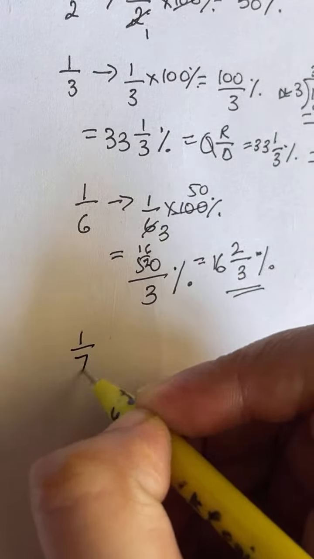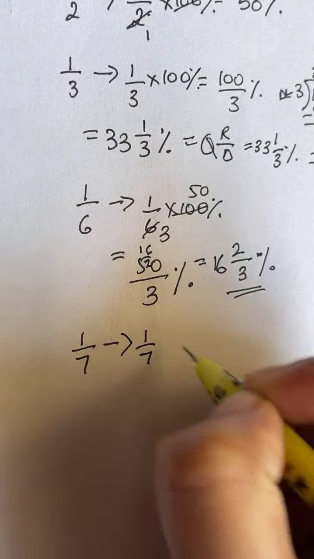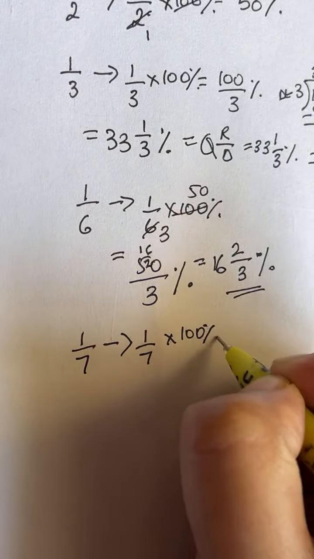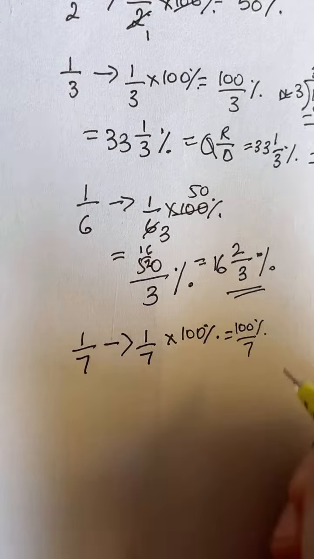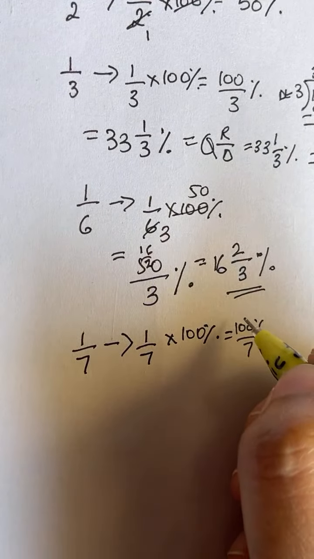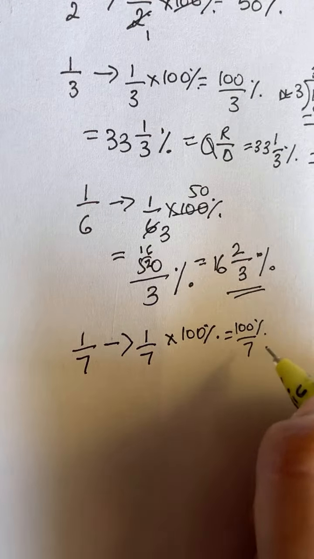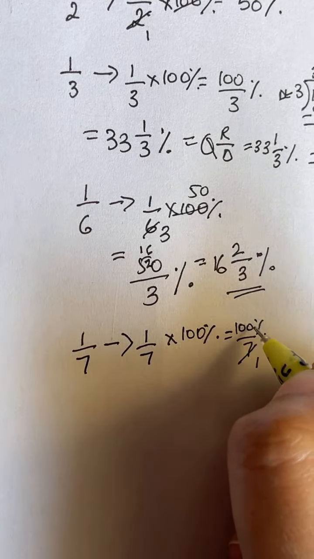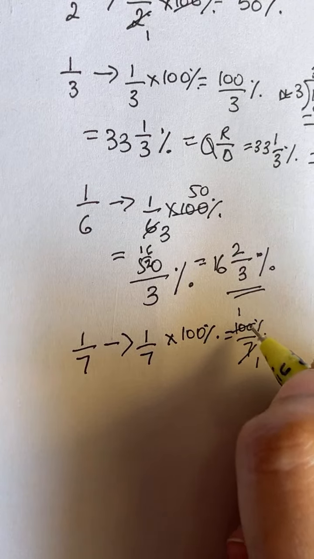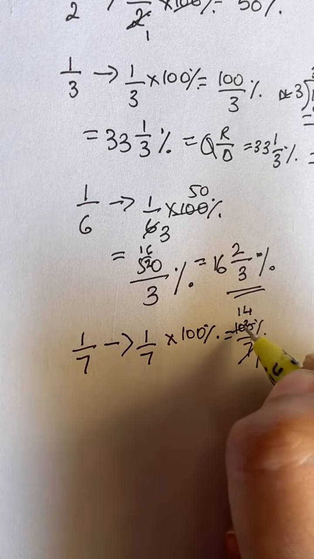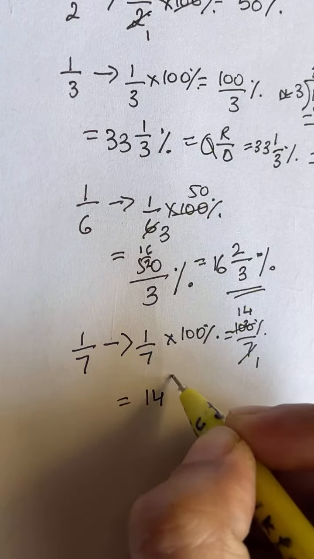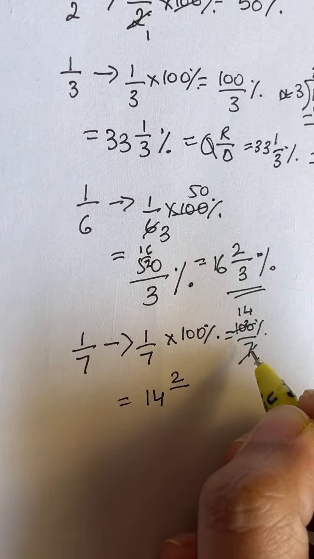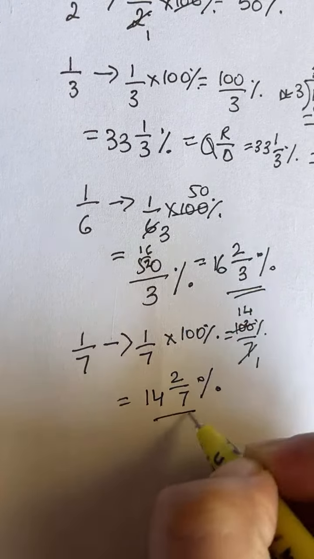Another example, like 1/7. So it is 1/7 times 100%. It will be 100 over 7%. Now if we are going to divide, how many times does it go in the 7 times table? 7 times 1 is 7, you're left with 3, so you have a 3. 7 4s is 28, so you have 28, 29, 30, 2 is the remainder, so you have 14, 2 is the remainder, and what is your denominator? That's 7, so you take down 7. That's 14 2/7%.